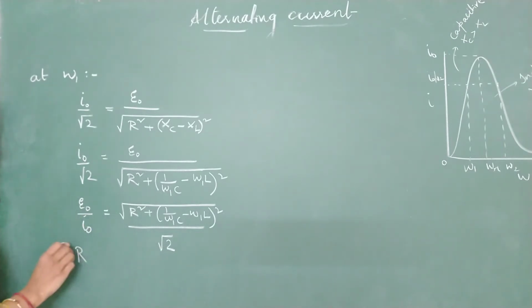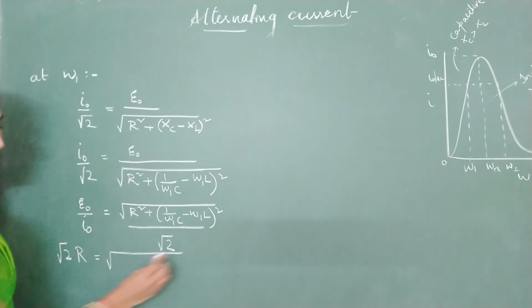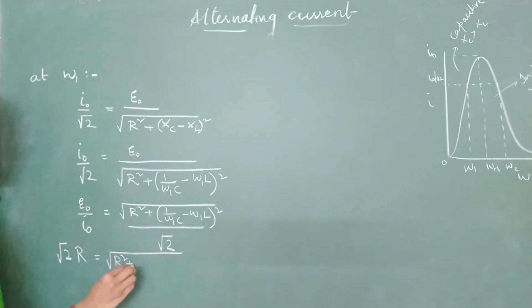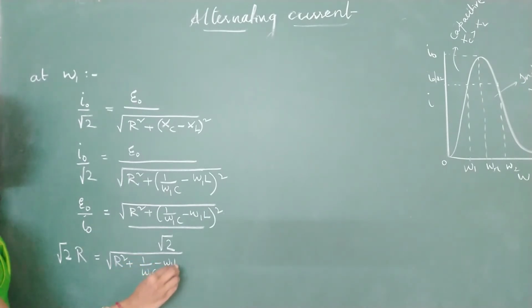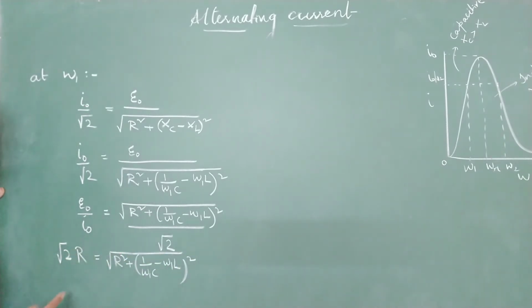Bring this root 2 also to the left hand side. What is root 2R equal to? Under root R square plus 1 by omega 1c minus omega 1L whole square. Squaring on either side and simplifying: root 2R whole square will become 2R square equals, root gets cancelled, R square plus 1 by omega 1c minus omega 1L whole square.